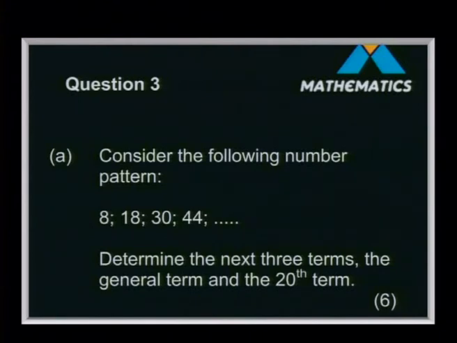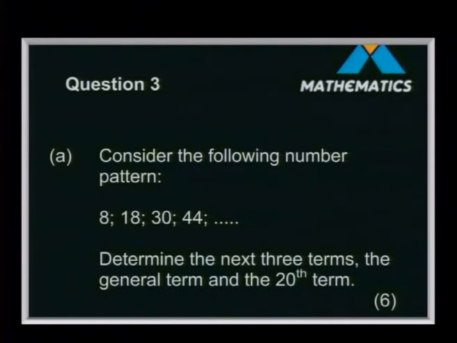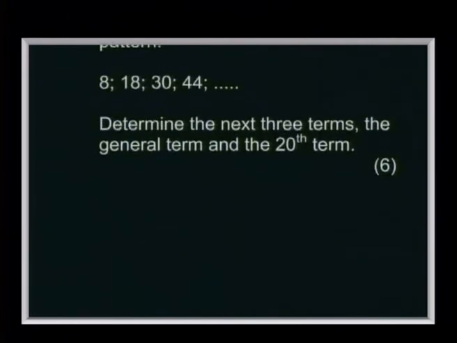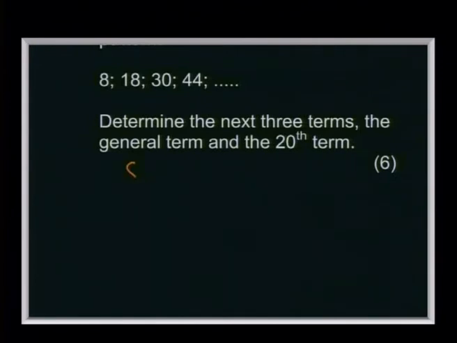Right, guys, so the question says, consider the following number pattern, and it goes 8, 18, 30, and 44. Now, I think it's obvious fairly immediately that this is neither a linear nor a geometric number pattern. Something else is going on here. They say determine the next three terms, the general term, and then the 20th term. Fine, that's not a problem for us. Let's just write down those numbers again, and let's see what sort of pattern we can see emerging.